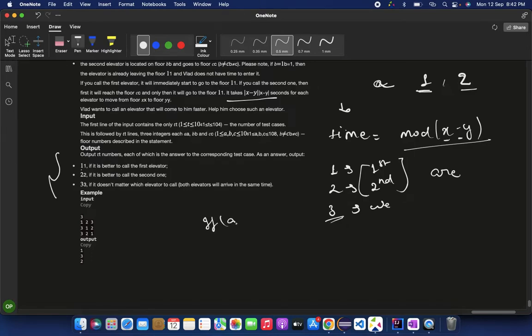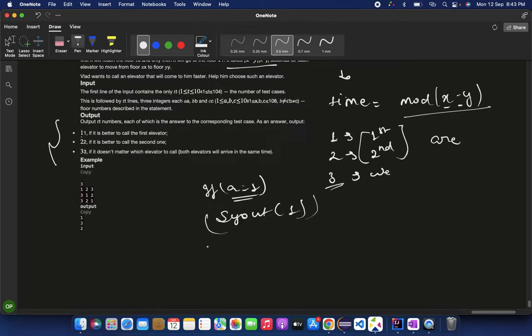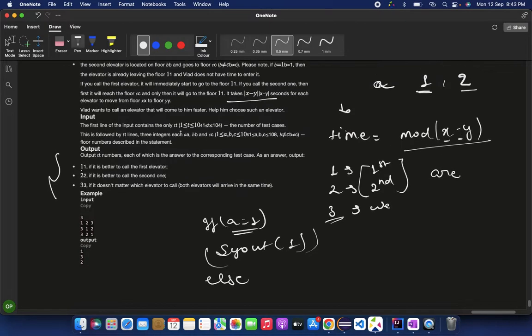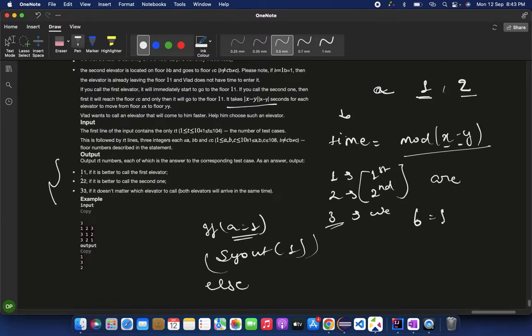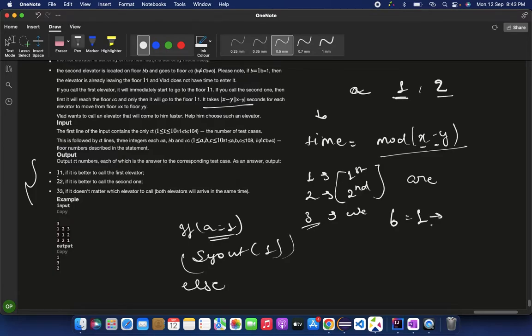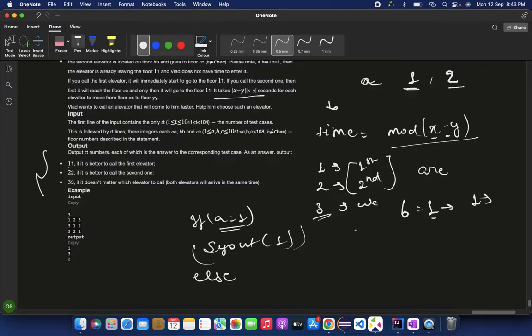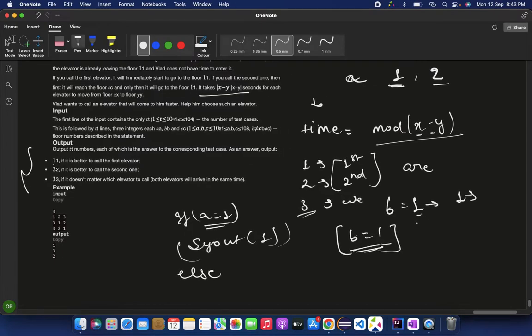What we can check is that if a is already 1, then we will just output the first lift. Else there is also a case given that if b equals 1, it means that b is going from the first floor. You might be aware of this by reading the question. Otherwise the question is very easy.